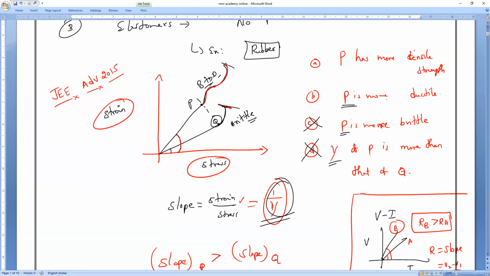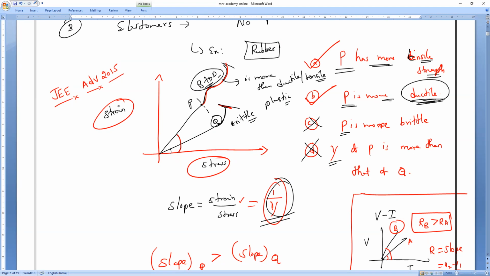Next. P has more ductile because more B2D graph is there. If the B2D graph is more, then what will happen? It is both ductile and also we can call it tensile, both tensile strength, holding capacity and stretching capacity. So both option A and option B are correct. I hope you all understand it. P has more B2D region, plastic region. Plastic region is high for B2D, so P has more tensile strength, and P is also more ductile in nature. Means it can be stretched without breaking. That is what you have to remember.